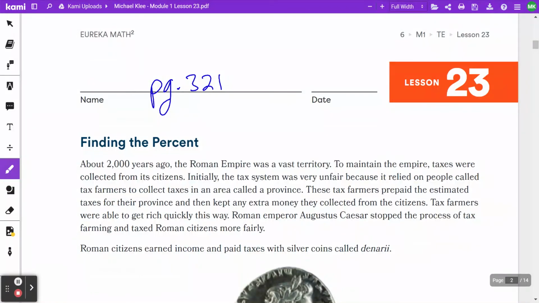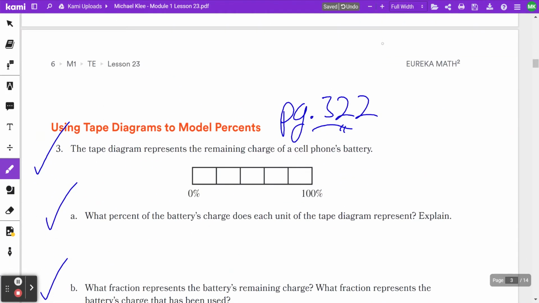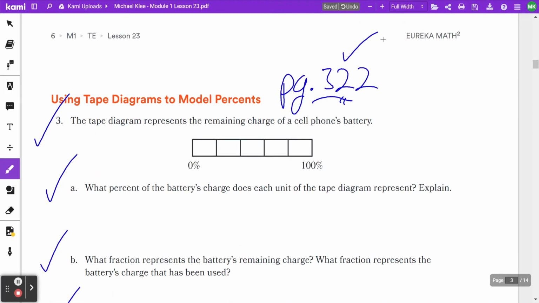Welcome to grade 6. This is Eureka Math Squared, Module 1, Lesson 23. We're going to start on page 321, and today we're finding the percent. All right, so we're actually starting on page 322. And one more thing you should just know, this particular visual here should have those two boxes shaded in. For some reason, they are not on my screen, so I did it for you.